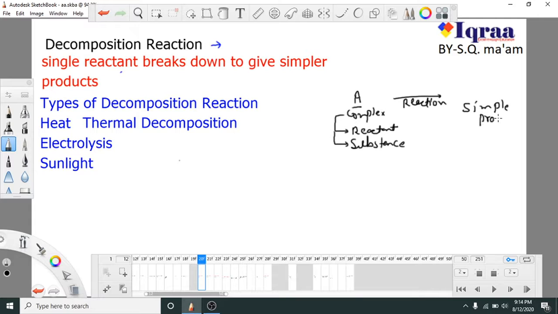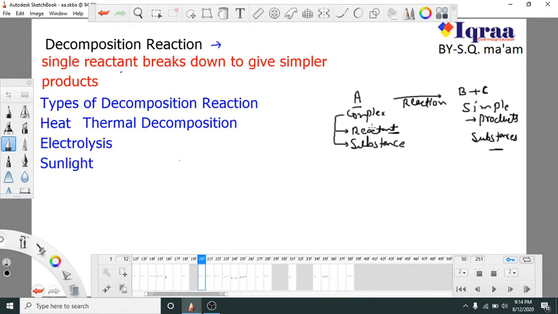products or simple substances. That will be B and C. Okay, so if you are using the word reactant here, then you have to use the word product here, and if you are using substance here, you can use substances here.